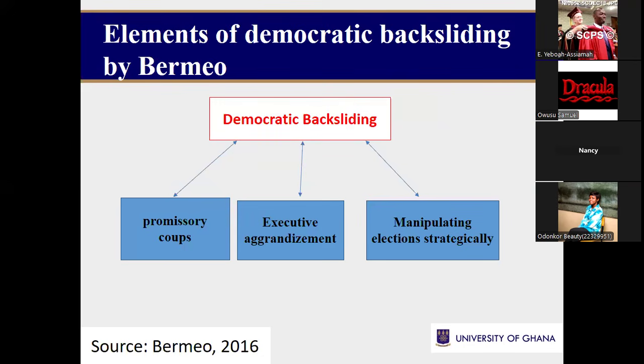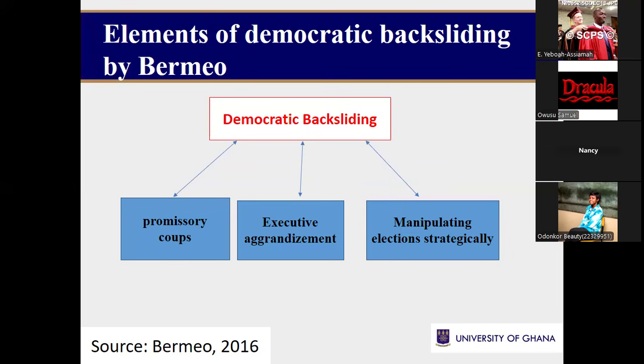Now let's look at the elements of backsliding. There is one scholar called Nancy Bermeo, 2016. Nancy Bermeo provides three main elements of backsliding. The first one is what we call promissory coup, then executive aggrandizement, and then we have manipulating elections strategically. These are the three key elements according to Bermeo 2016.